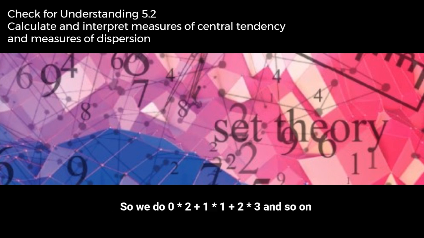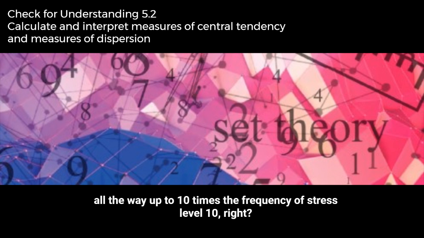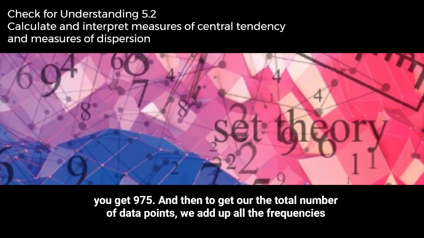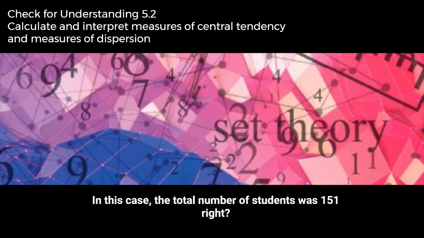So we'd do 0 times 2 plus 1 times 1 plus 2 times 3, and so on, all the way up to 10 times the frequency of stress level 10. Right, and if you do all those multiplications and add them all together, you get 975. And then to get the total number of data points, we add up all the frequencies. In this case, the total number of students was 151.